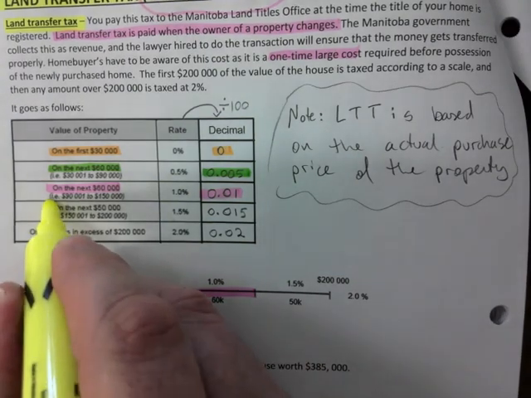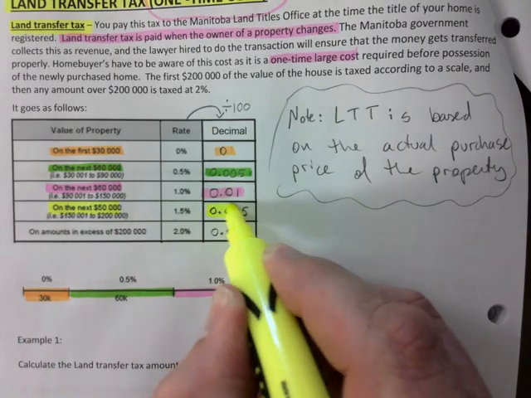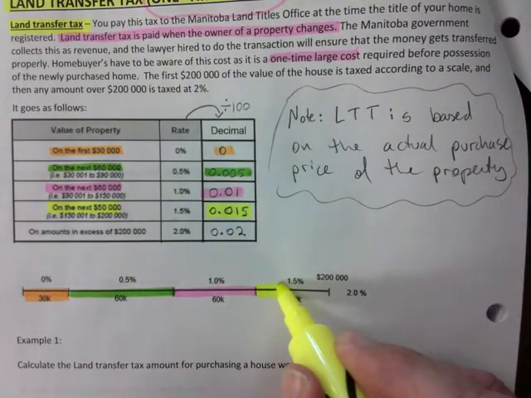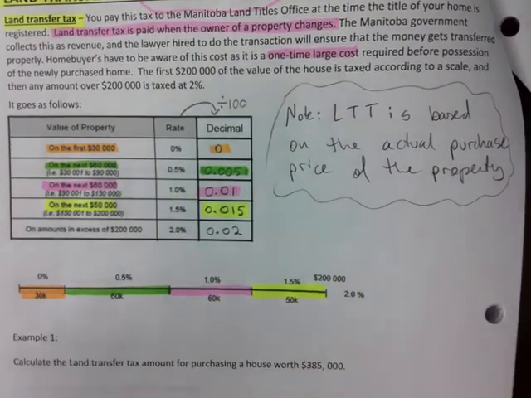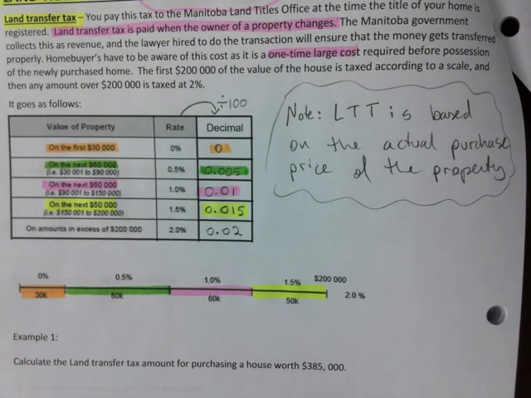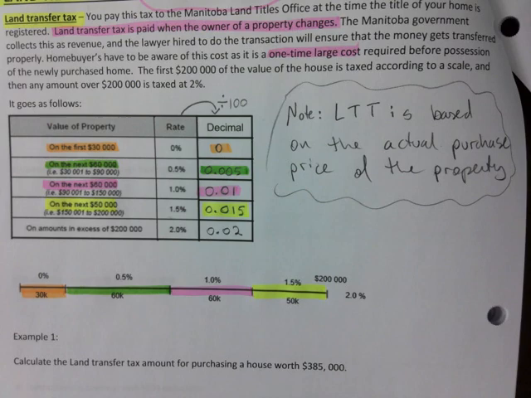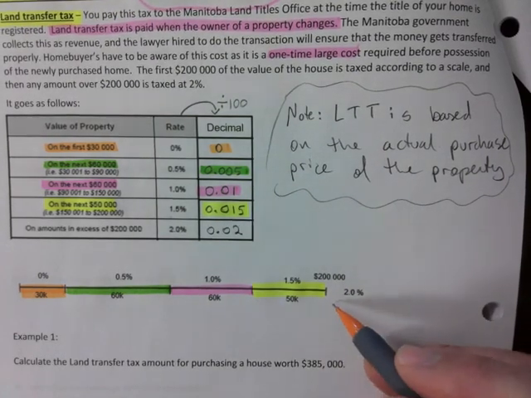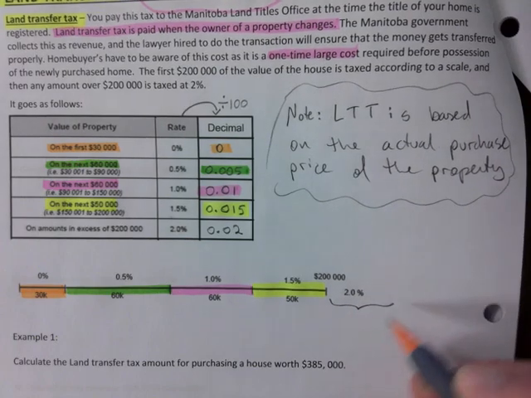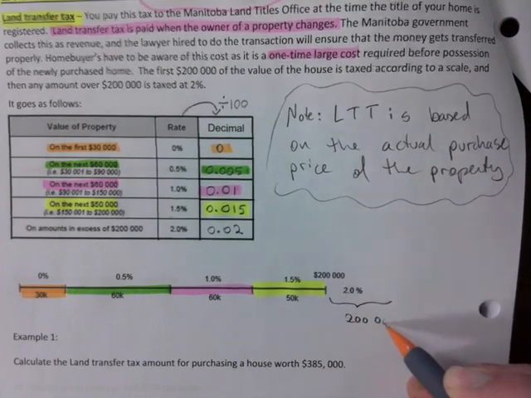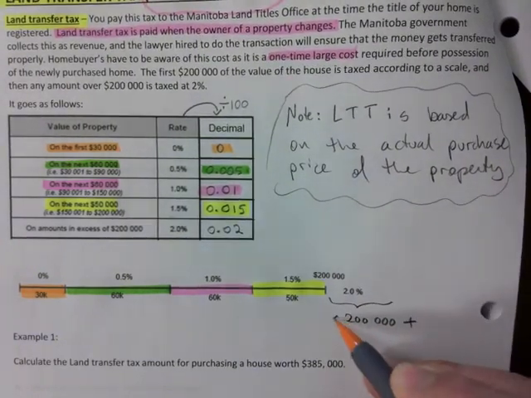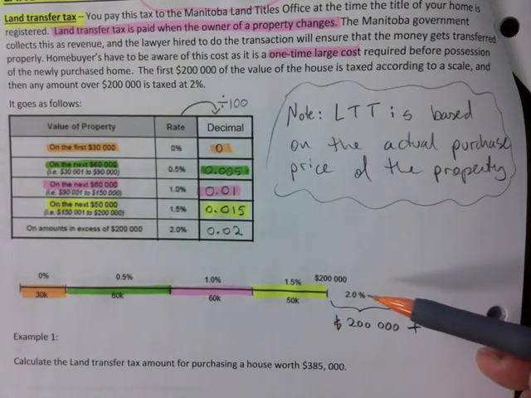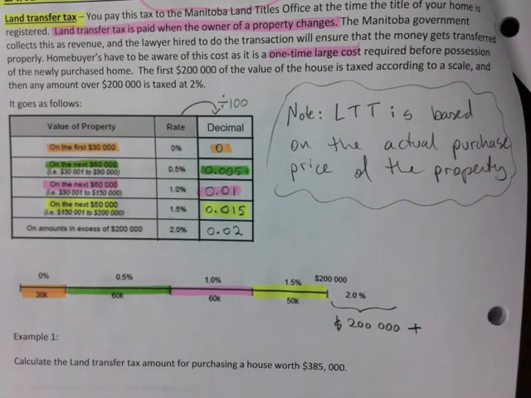And then on the next 50,000, you pay this much. That corresponds to this chunk right here. And any amounts over, right? So you can kind of say that this part right here is 200,000 plus. Okay, you pay a flat 2% on anything that's above it.